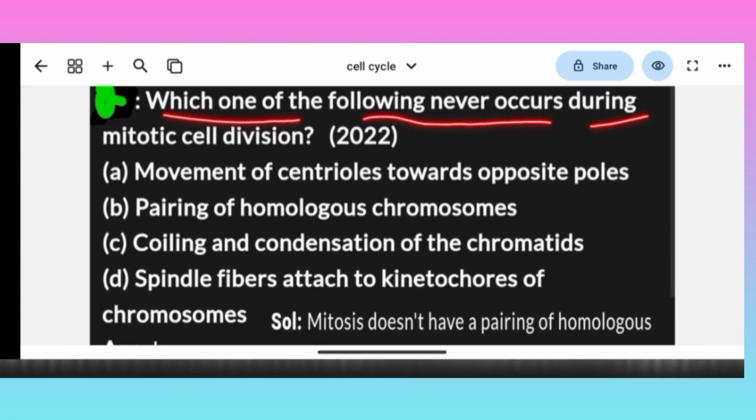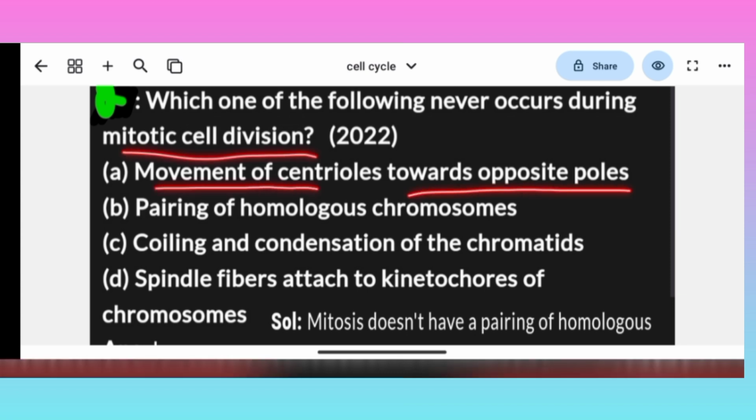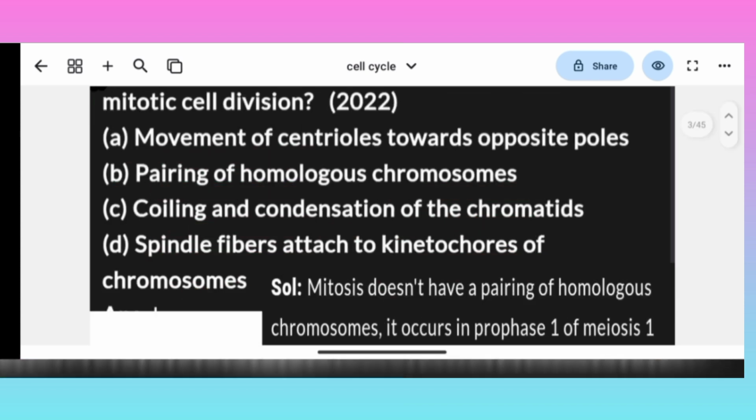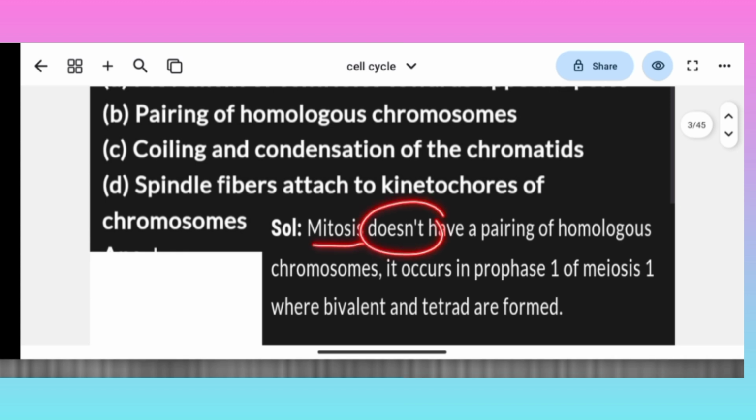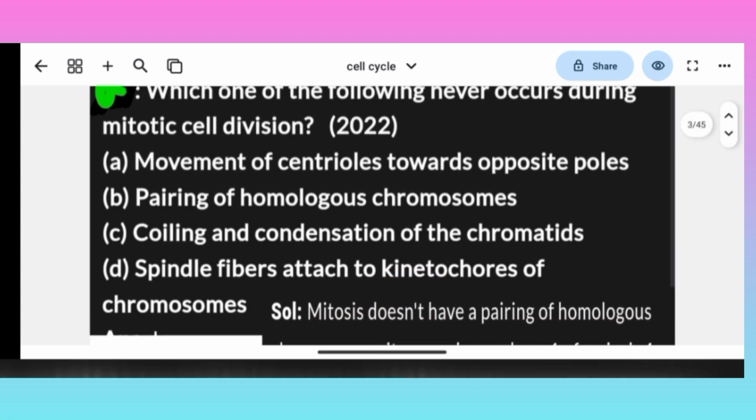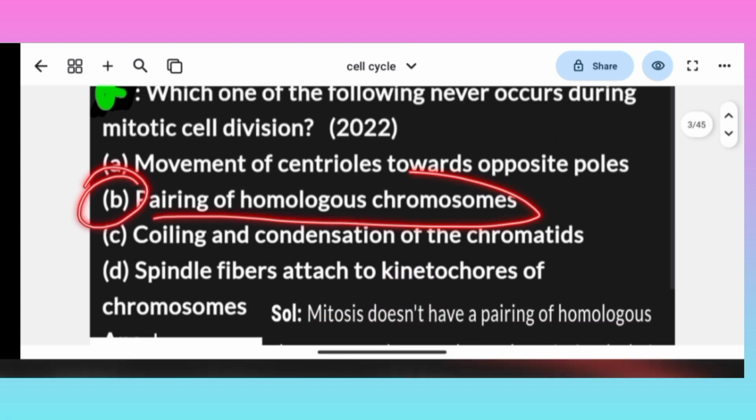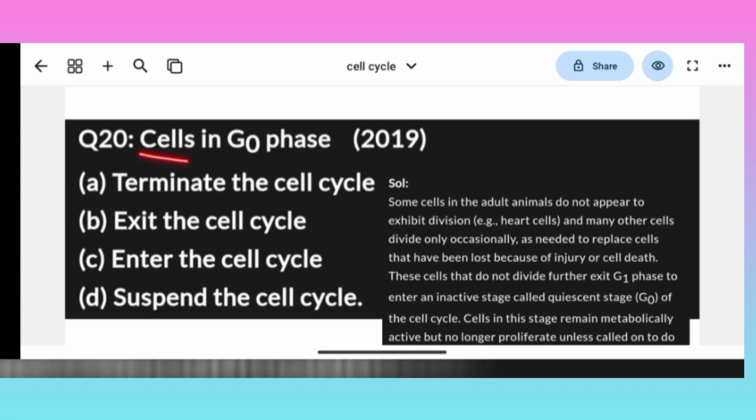Which one of the following never occurs during mitotic cell division? Movement of centrioles towards opposite poles, pairing of homologous chromosomes, coiling and condensation of chromatids, spindle fiber attached to kinetochores of chromosomes. Mitosis does not have a pairing of homologous chromosomes. It occurs in prophase 1 of meiosis 1. Option B, pairing of homologous chromosomes.